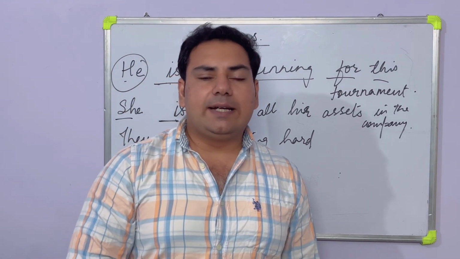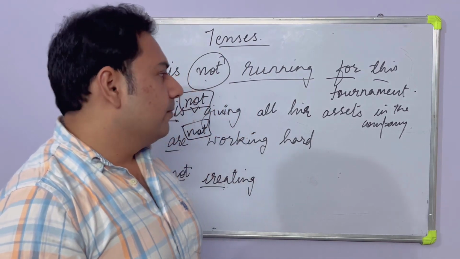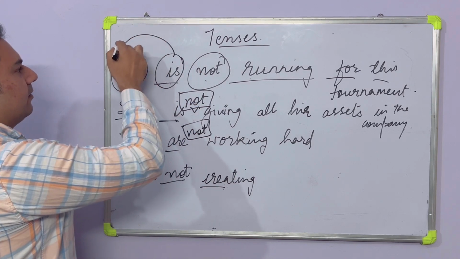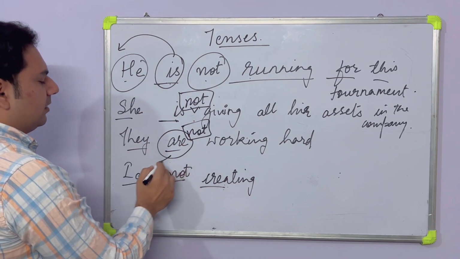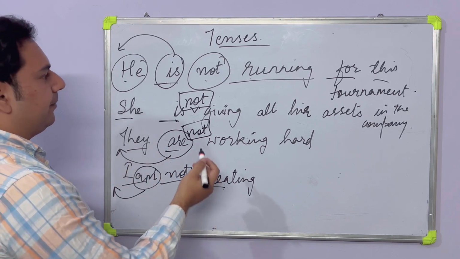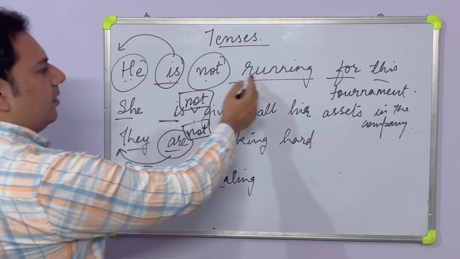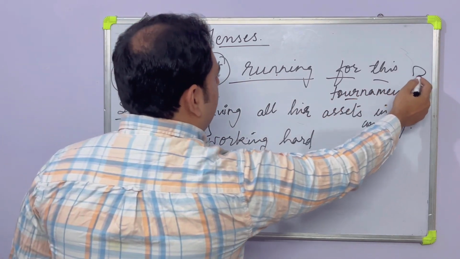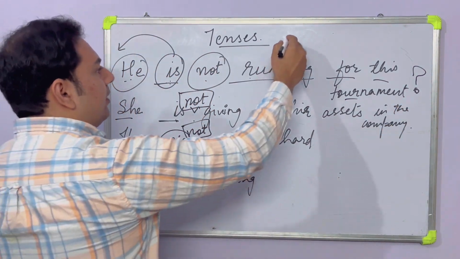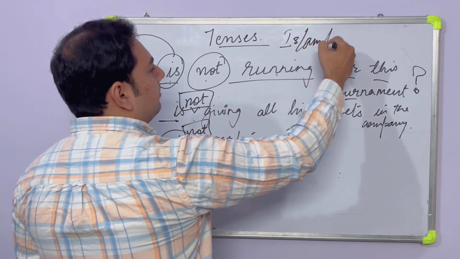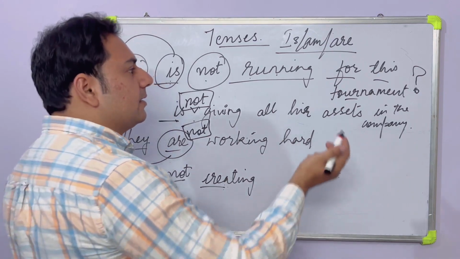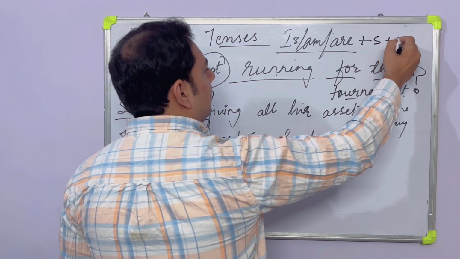Now let's move to the interrogative one. So they are also very easy. What we have to do over here, the auxiliary verb will come in the front. Are is going to come in the front, am will come in the front, and what will happen, that is, is he running for this tournament, and then at the end we just have to add the question mark. One more time, is, am, are will come in the front, then the subject will be there, then verb-ing.